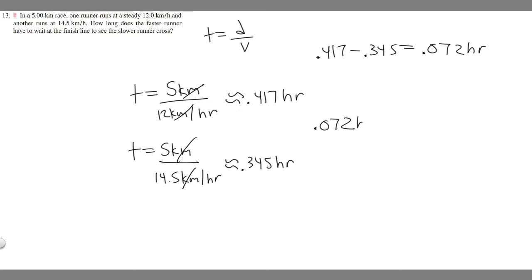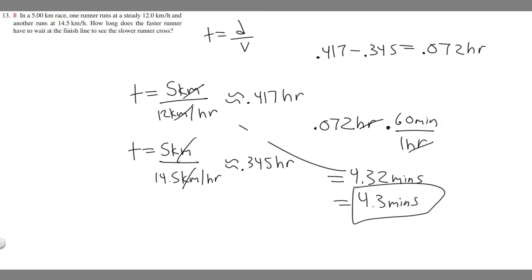So we know 0.072 hours, and we know that for every single hour, there are 60 minutes. So I'm just going to change it to minutes. If you notice here, the hours would cancel. So all you do is take your hours and multiply by 60, and you'll get it in minutes. If you go ahead and do this, you should get 4.32 minutes. And I'm just going to round to the tenths place here, so 4.3 minutes. This right here is going to be your answer to the problem. How long does the faster runner have to wait? It's going to be 4.3 minutes.